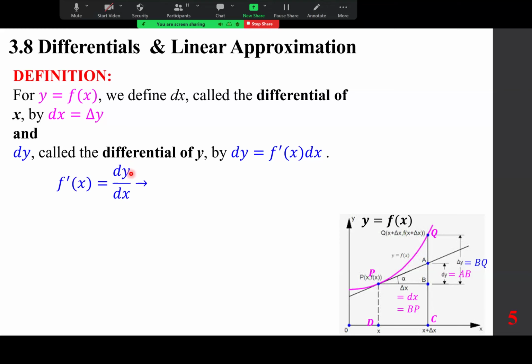F prime of x is dy over dx. If you treat this as a fraction, the proportion gives you the cross product: dy is f prime of x dx. So this is how you calculate.